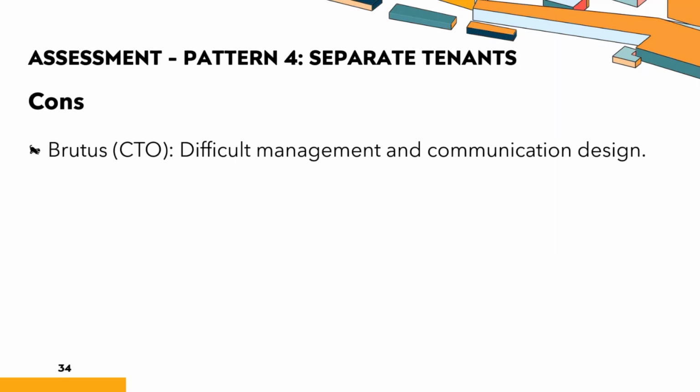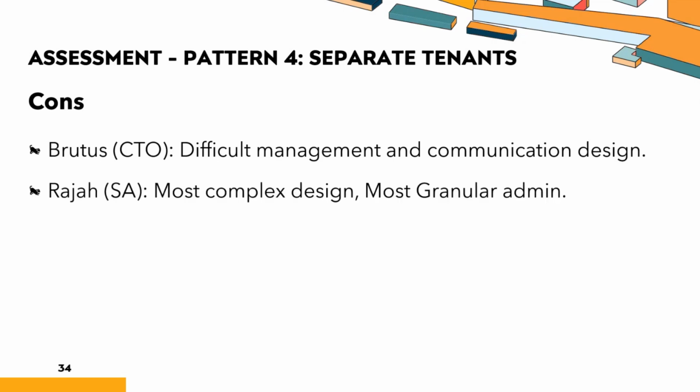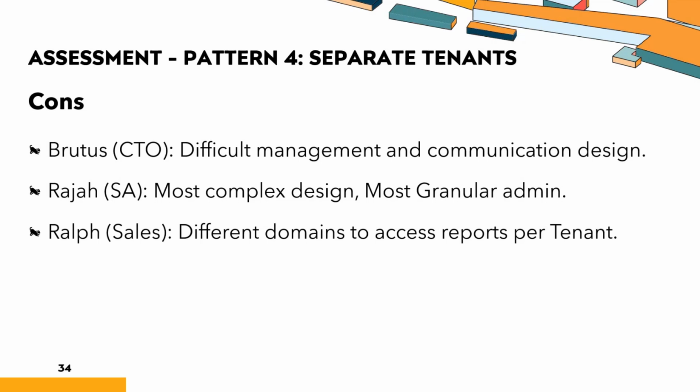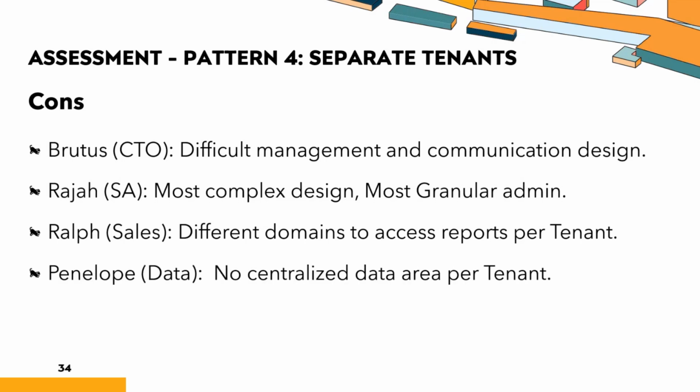Brutus realizes that while this is really cool and we have more options, it is much more difficult to manage and harder to communicate the design. Raja realizes that this is a more complex design. It takes an exceptional amount of administration. It's super granular. You have two full tenants to manage, potentially more, and it's very difficult. You have different domains for access per tenant, and Penelope has no centralized data place to have all their data in one.